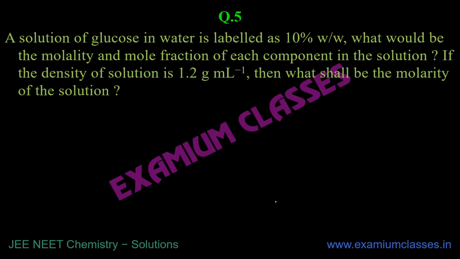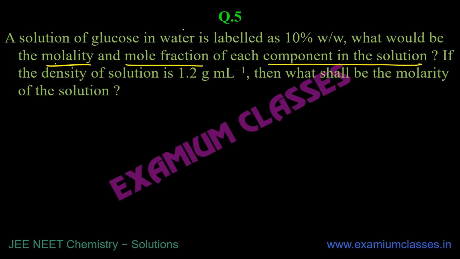Next one. A solution of glucose in water is labeled as 10% weight by weight or mass by mass, same thing. Okay. You can get weight by weight or you can get mass by mass. And this is where students make mistakes. I will tell you those points where students make mistakes. What would be the molality and mole fraction of each component of the solution? Each component of the solution means glucose and water.